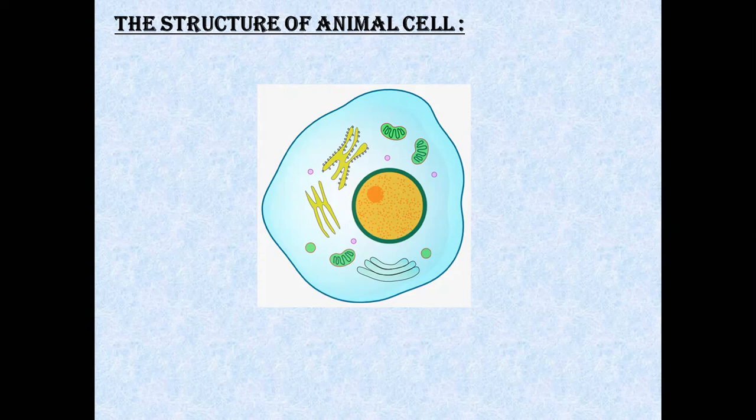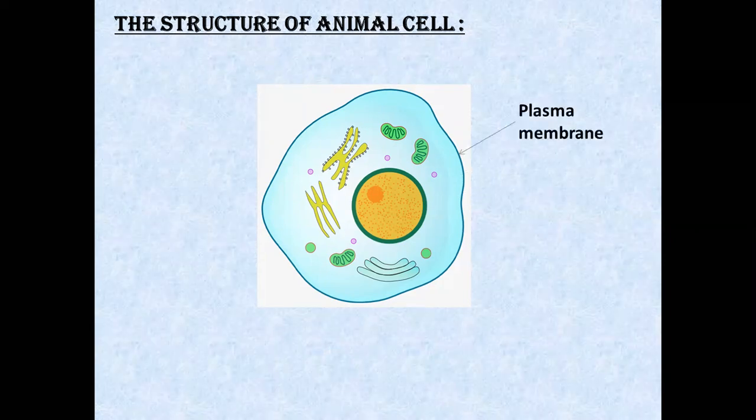Okay, but we said that there are three things that must exist in any cell. So these three things are common between the animal cell and the plant cell. The first one is the outer cover, the plasma membrane, the thin one, because the plasma membrane must exist in any cell, plant cell or animal cell. But the plant cell has two covers, cell wall and plasma membrane. But here the animal cell has only one cover, the plasma membrane only.